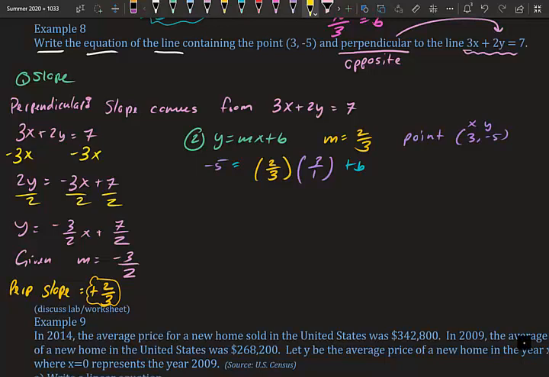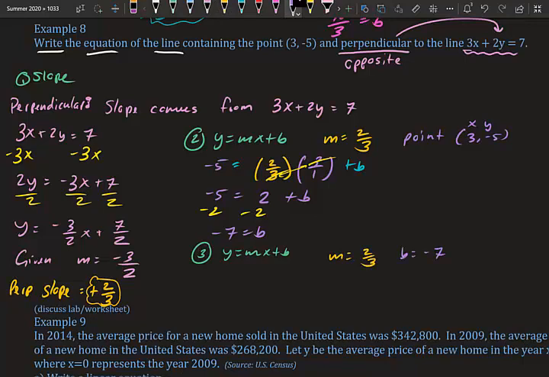We can cross-simplify here because they're both the same. So let's get rid of it. And when we do, we have negative 5 equals 2 times nothing, so 2 plus b. Subtract 2, we get negative 7 equals b. Our third step is to use y equals mx plus b again, but this time only m and b. So y equals 2/3 x minus 7.